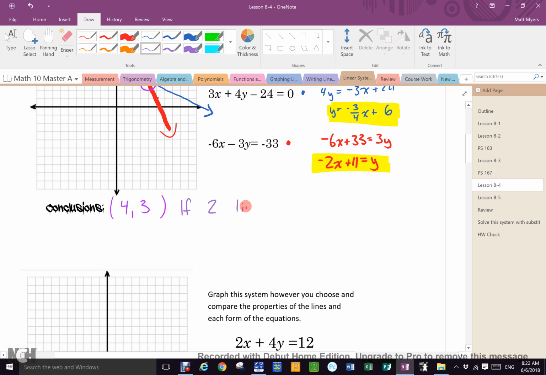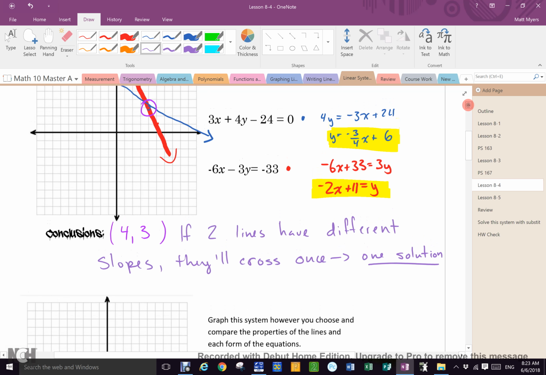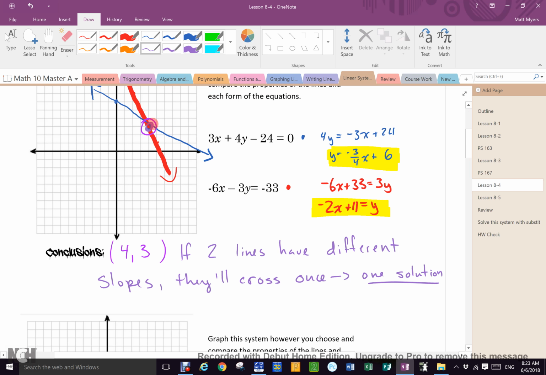If two lines have different slopes, they'll cross how many times? How many times will they cross? Once. They will cross once, which means there is one solution to their system, because there is only one point in the whole universe that is on both lines. Does everyone understand that? Everyone is good? All right.